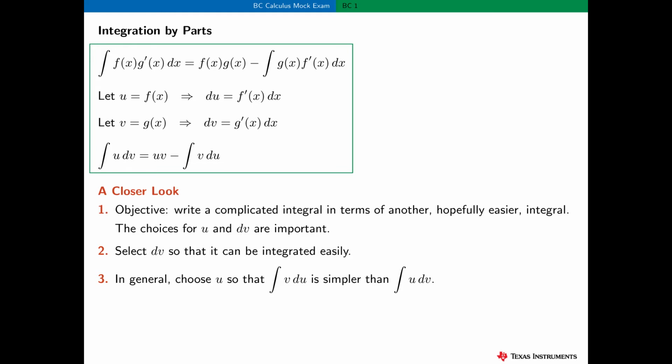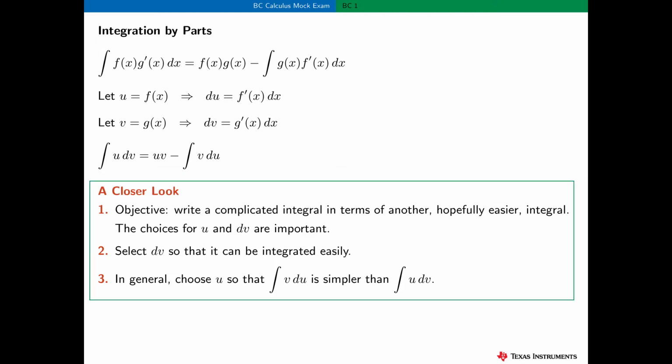It's probably easier to remember and use this formula by using the following notation. Let u be f of x, then du is f prime of x dx. And let v be g of x, and then dv is g prime of x dx. Then the integration by parts formula can be written as the integral of u dv is u times v minus the integral of v du.